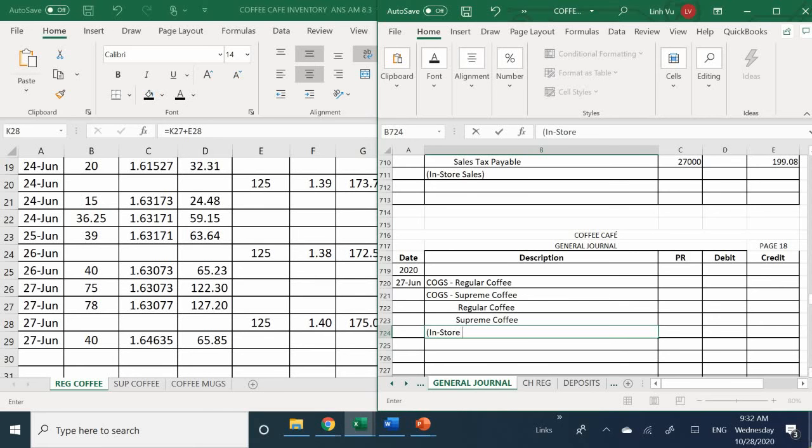And then our post-reference numbers, for cost of goods sold, regular coffee is 50050. For the Supreme, cost of goods sold is 50100. And then for regular coffee is 12020. And for Supreme coffee is 12040. Good.